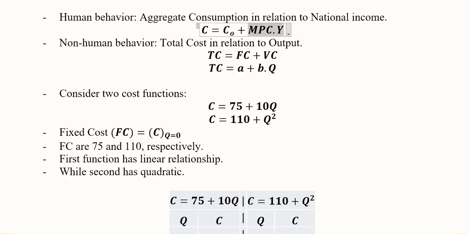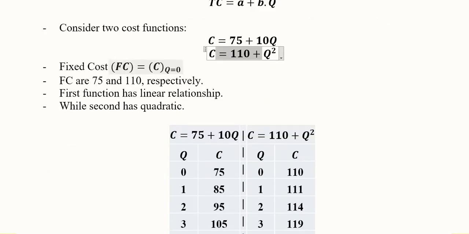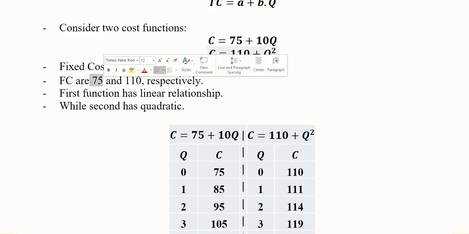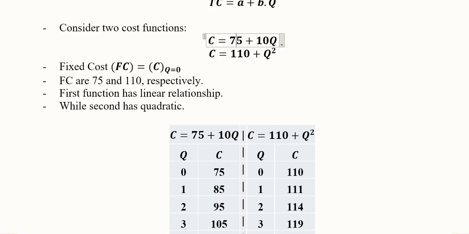And then we have two cost functions. One is this cost function and this is another cost function. So we can consider these numerical examples to understand the behavior of the cost. We already know that the fixed cost is the cost at zero output, so we have mentioned it here. So the fixed cost in this case is 75. The variable cost is 10 times the output. Here the fixed cost is 110 and the variable cost is the square of the output.